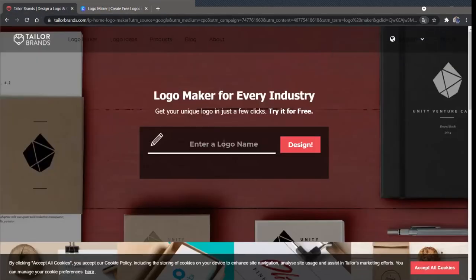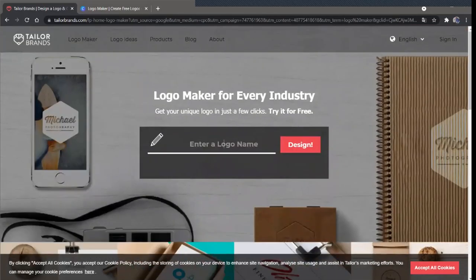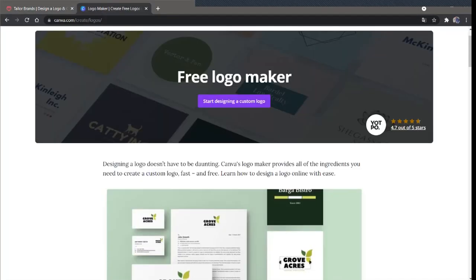So those are the choices you have. Logo Maker for every industry. You just gotta be careful to enter a free place where you don't have to pay anything, or logo maker in Canva.